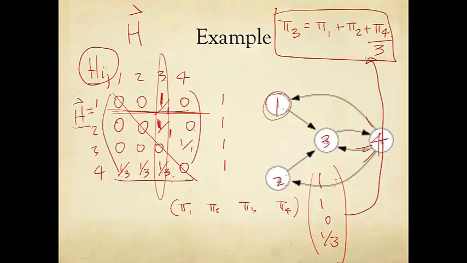This is what you get, right? Pi 1 plus pi 2 plus pi 4 over 3. Aha! If that's the case, then in order to compute these pi's, all I need to do is to multiply this row vector on the right by the corresponding column of this matrix H.